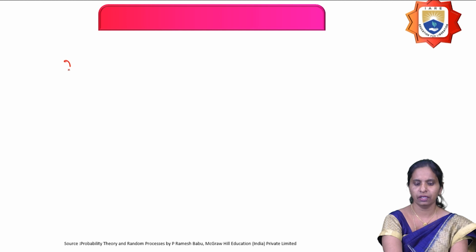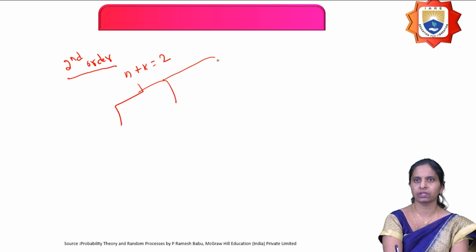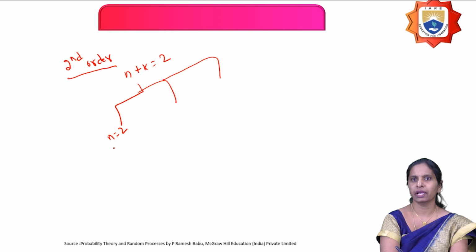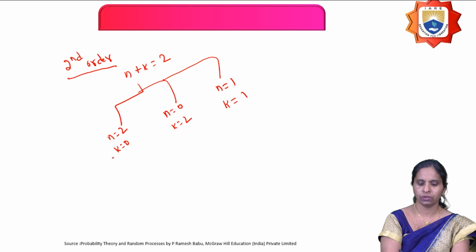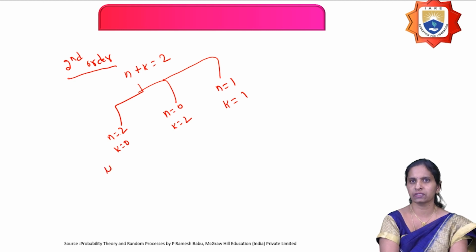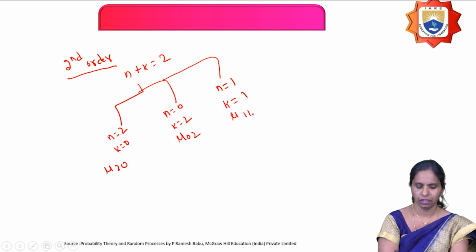Now, let us calculate the second order joint moments about the origin. The second order means n plus k equals 2. So, n plus k equals 2 means we are going to get totally 3 combinations. What is the first combination? n value 2 and k value 0. Next one is n 0 and k equals 2. And next one is n value 1 and k value 1. So, for n equals 2 and k equals 0, it is called mu 2 0. Then mu 0 2, and mu 1 1.